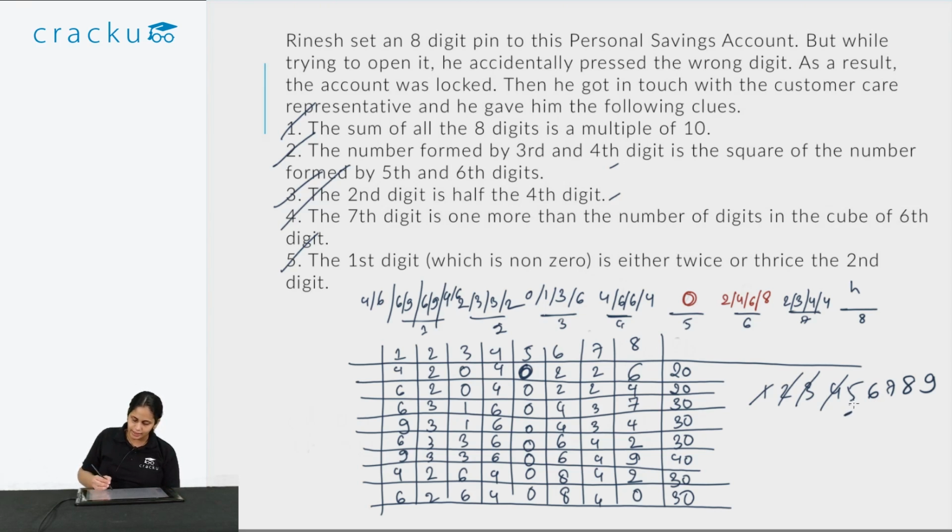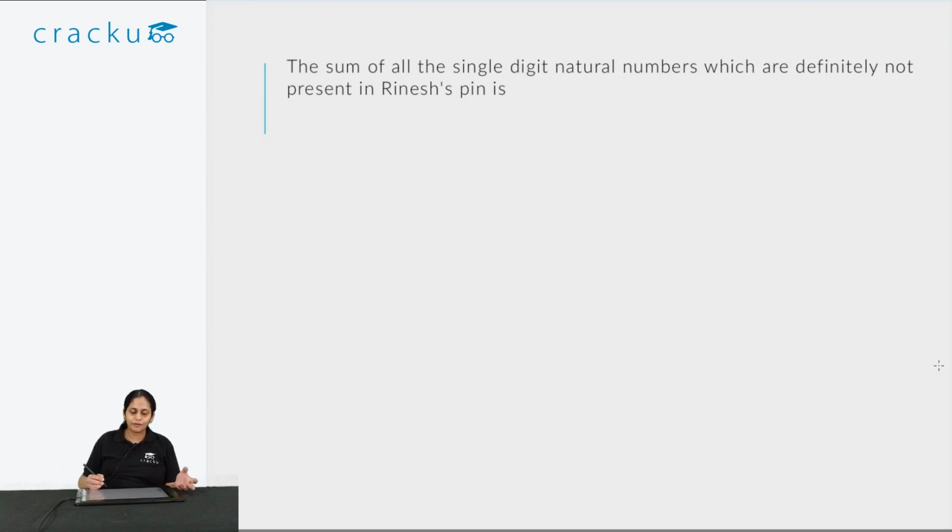6 is there in the second row, 7 is there in the third row, last digit. 8 is there in the last row, 9 is there in the third last row. So all of the other digits are present except 5. So what is the sum of all the natural numbers that are not part of the pin? The sum of all natural numbers which are definitely not present in Arrhenius pin is 5, because 5 is the only number that is not present.